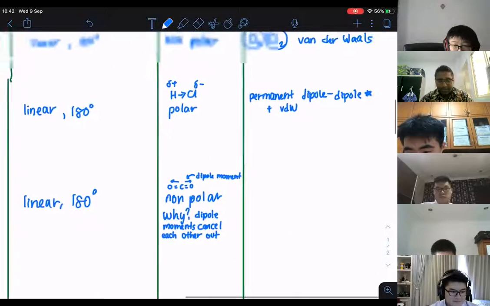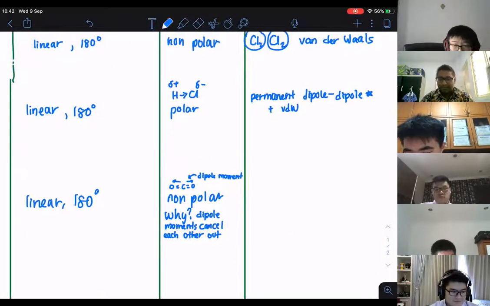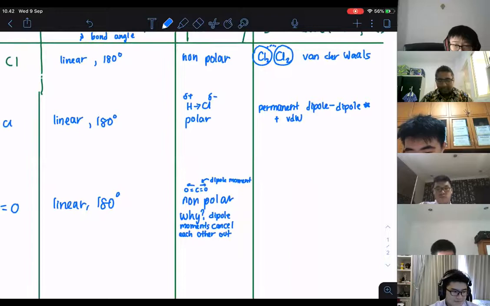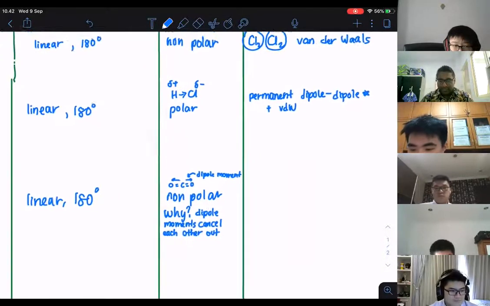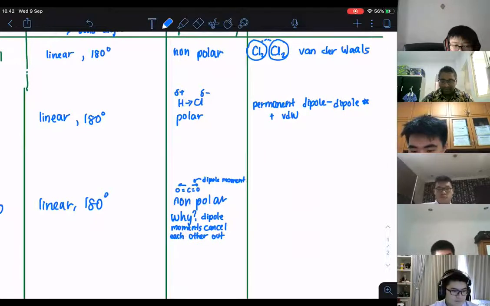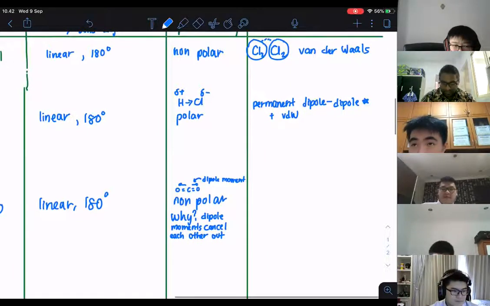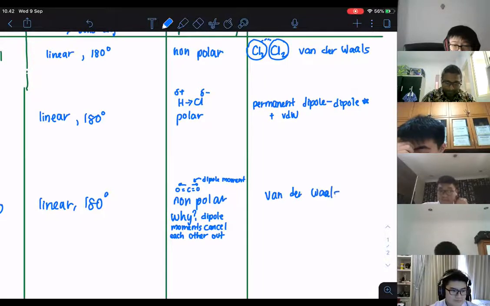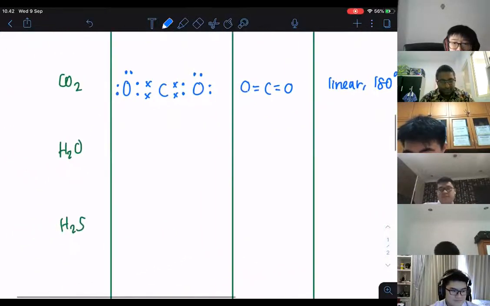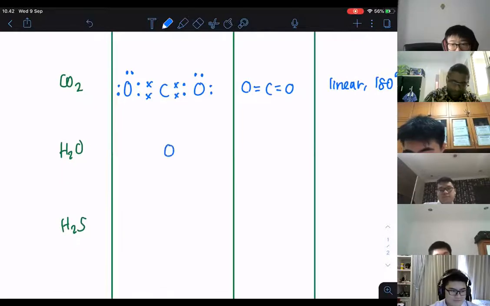And then what is going to be the prominent forces of attraction? So this one is going to be non-polar. Michael, what is going to be the forces of attraction? Yeah, it's only van der Waals forces. Okay, let's move on.